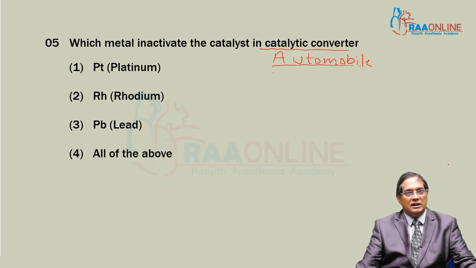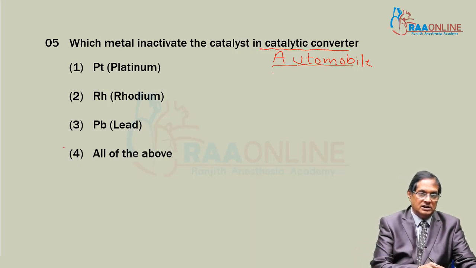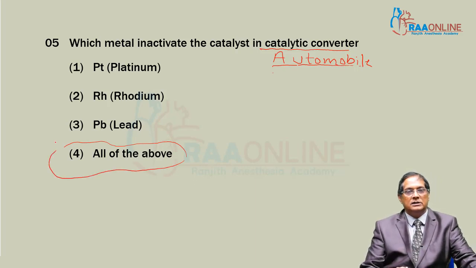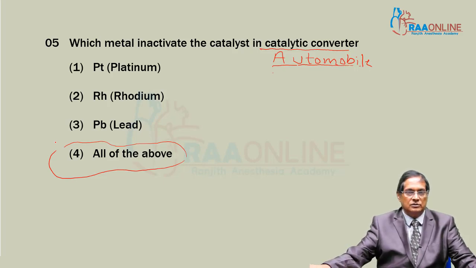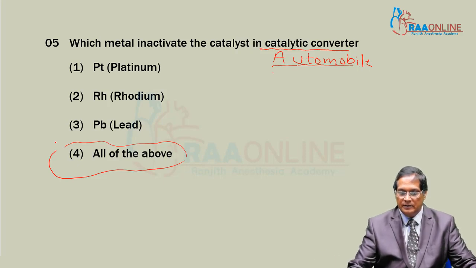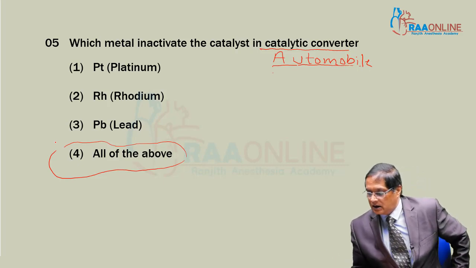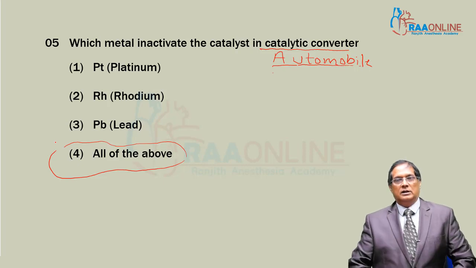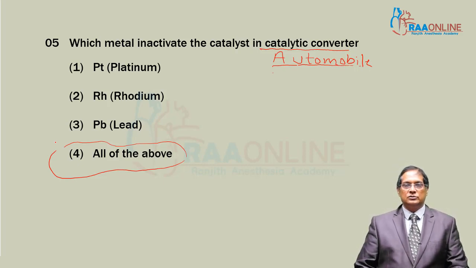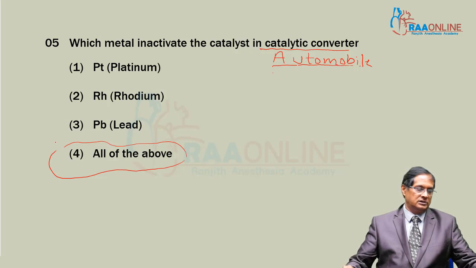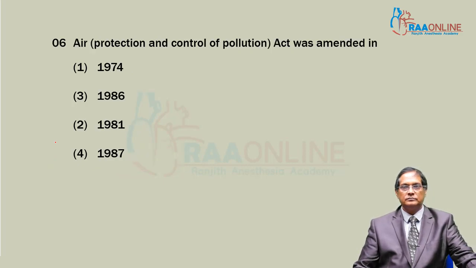And in the catalytic converter, costlier metals are used. Platinum, rhodium and lead, all three are useful in the catalytic converter. These are useful for the automobile.